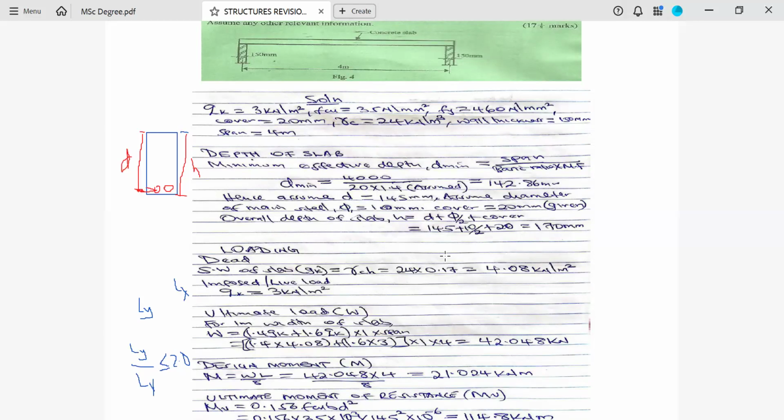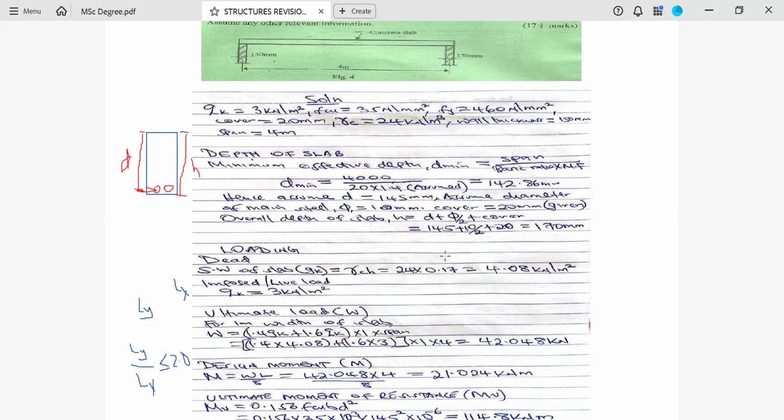Now, slab is unique. For beam, we wanted to have a value in terms of kilonewton per meter. But for slab, we need a load in terms of kilonewton per square meter. That is why for the self-weight of slab, the value will be kilonewton per square meter. Now we take unit weight of concrete, which is kilonewton per cubic meter. We multiply by overall depth, which is meter, and we end up with kilonewton per meter square. So the self-weight of slab will be equivalent to unit weight of concrete times overall depth of slab, which is 4.08 kilonewton per square meter.